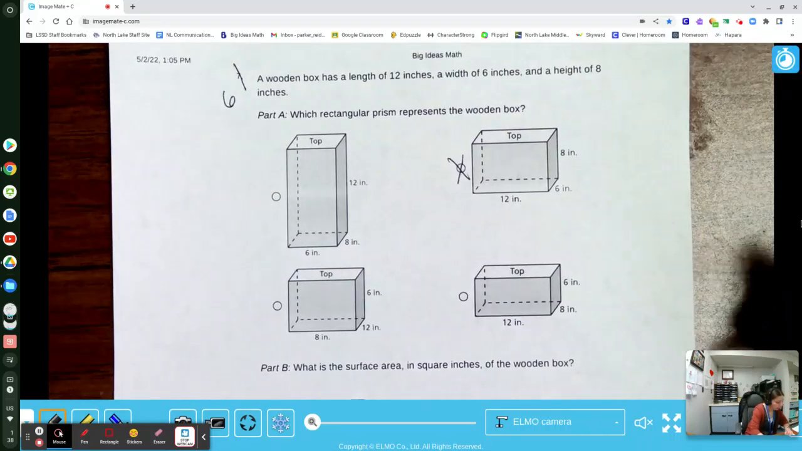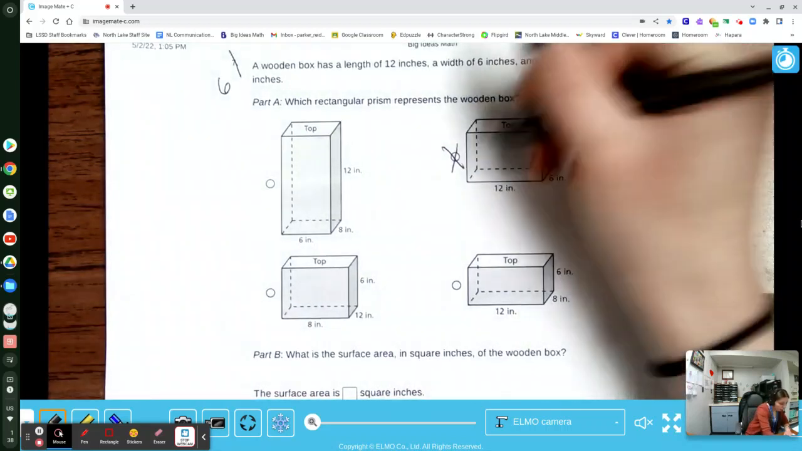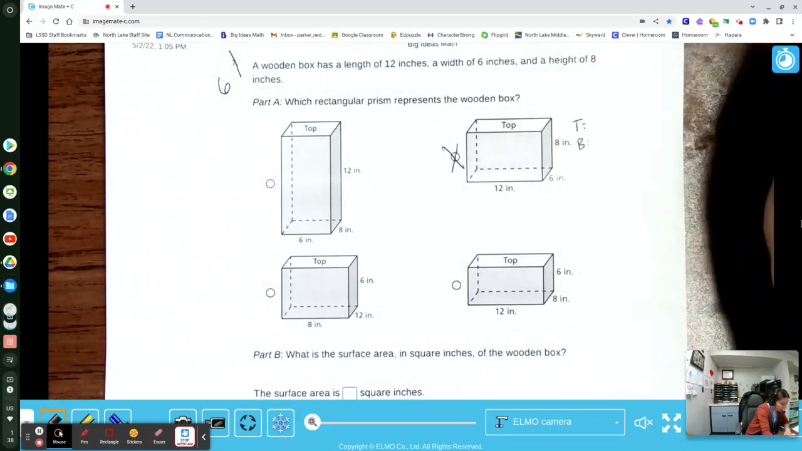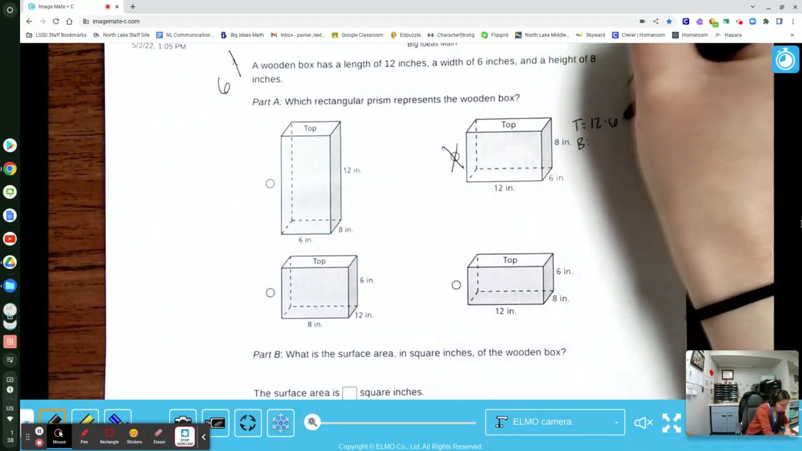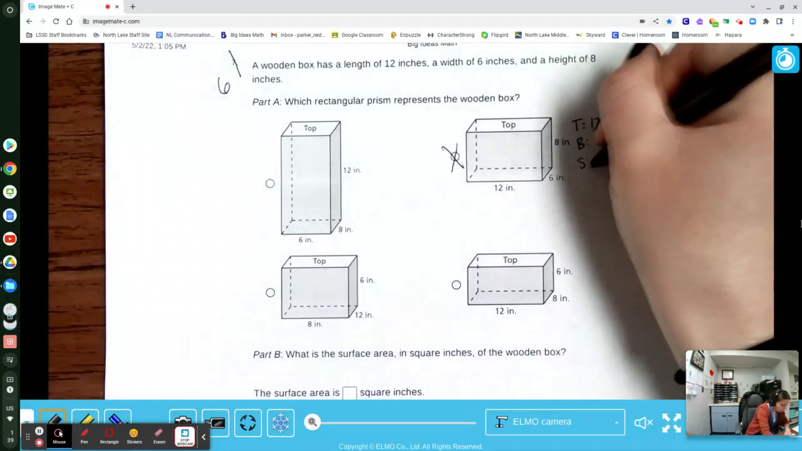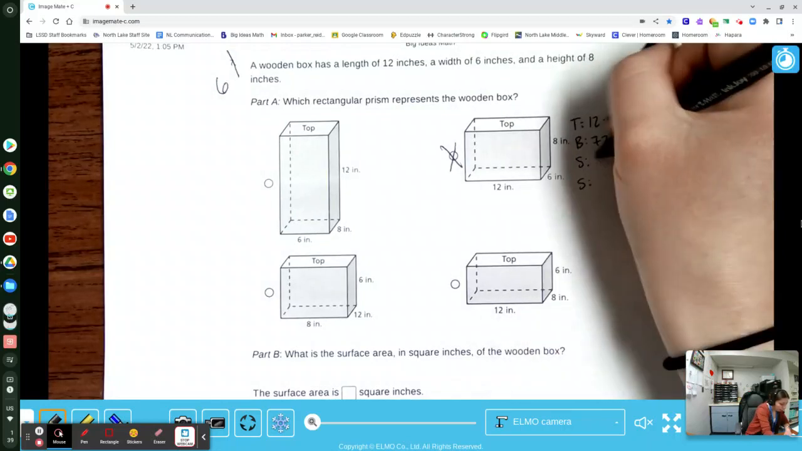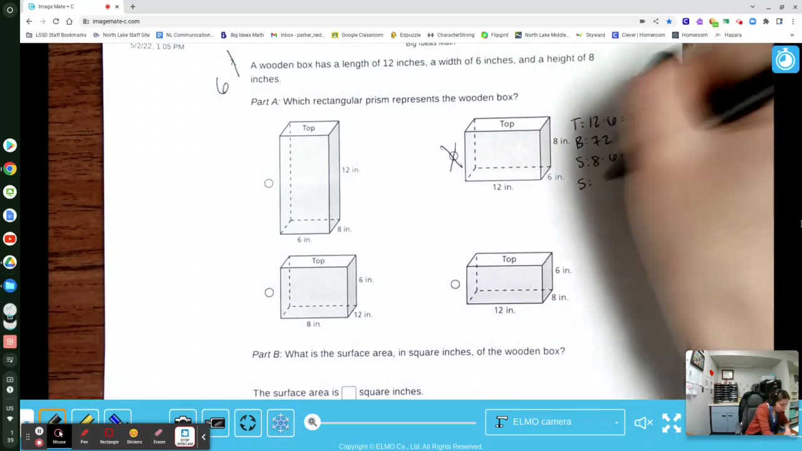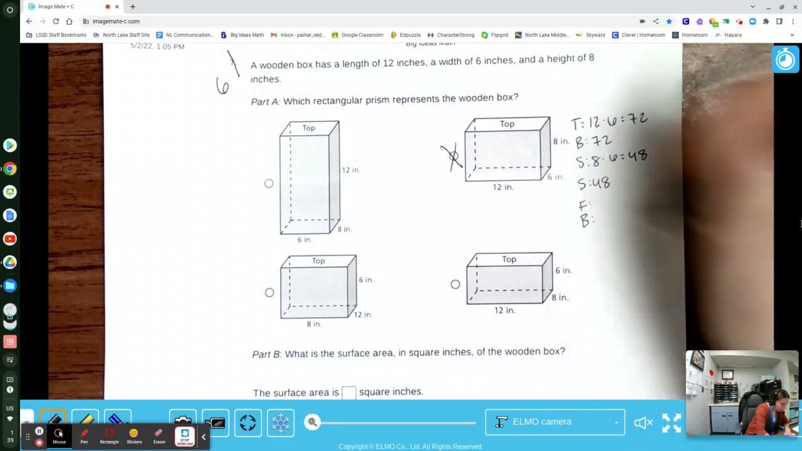Now it asks what is the surface area in square inches of the wooden box. So I need to find the area of each face and add them all together. For the top and the bottom, they're going to be the same. I have length and width, 12 times 6, which is 72. So 72 for the top and bottom. Both sides will be the same, and they're rectangles that are 8 by 6. So 8 times 6 is 48. Same for both.